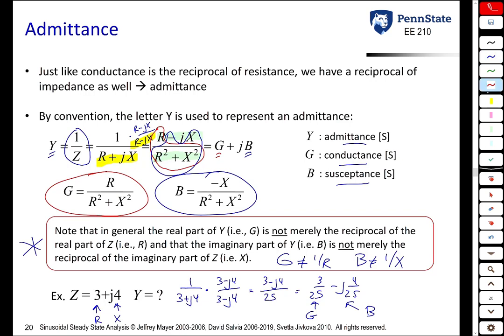And notice this is not the same as just saying 1/3 plus j 1/4. So it's not that simple to get the conductance and the susceptance. Now, the reality of it is, just like in a resistive case, we really don't use conductances that much. In the sinusoidal steady state case, we really don't use admittances that much. We use impedances much, much more. But it is important to understand the notation here. It is important to understand the wording of admittance, conductance, and susceptance in case that ever comes up in a situation.